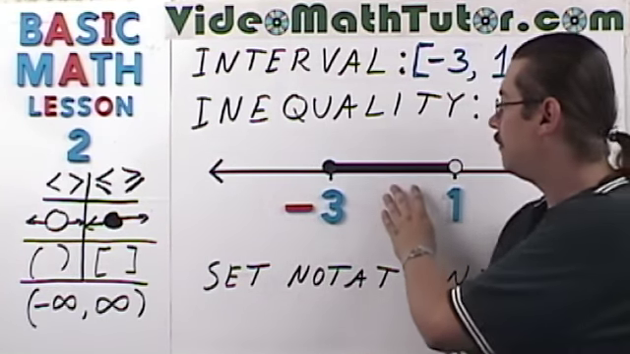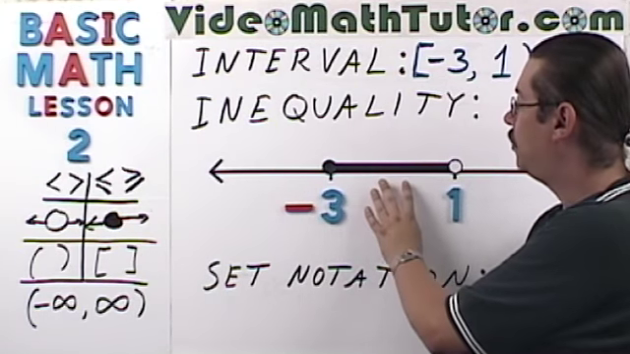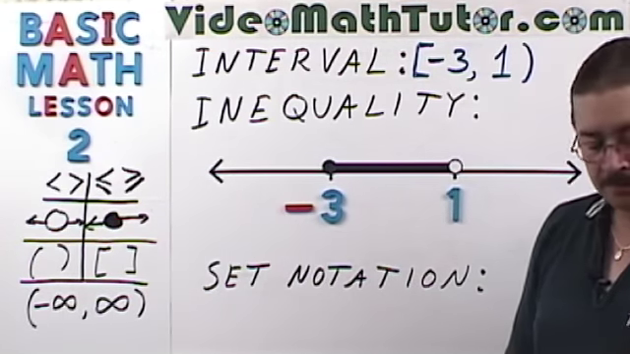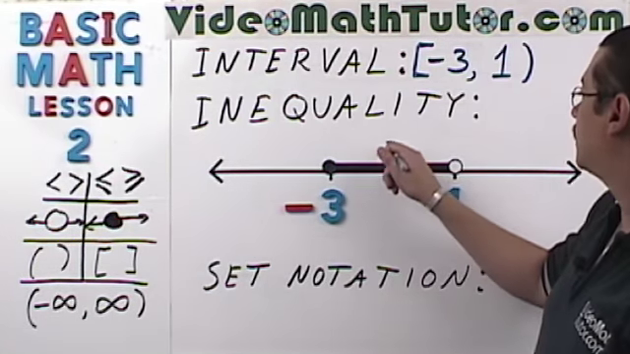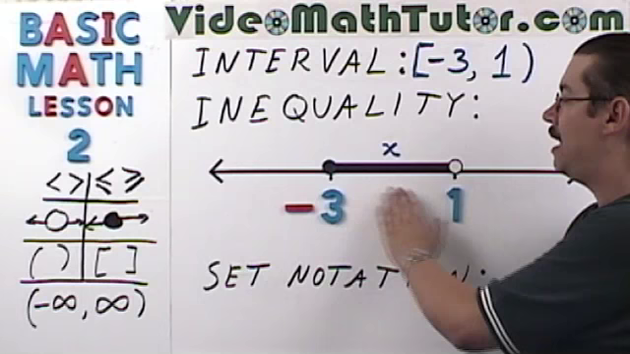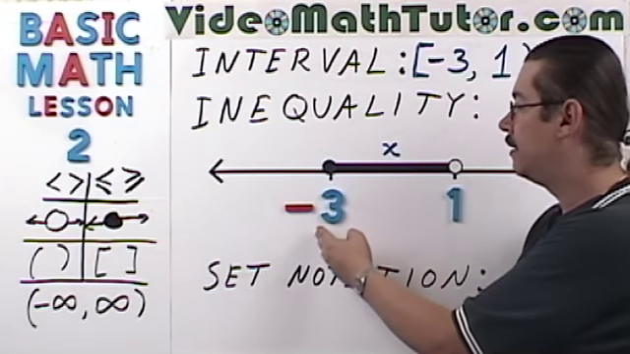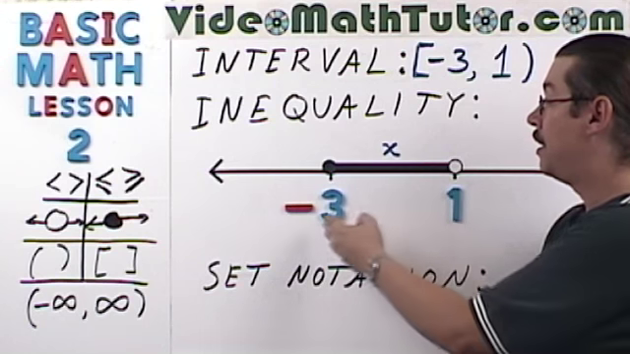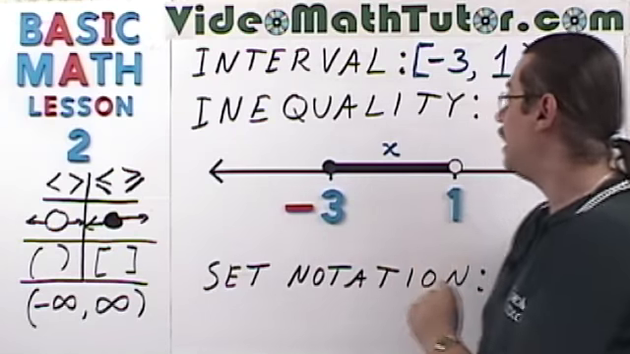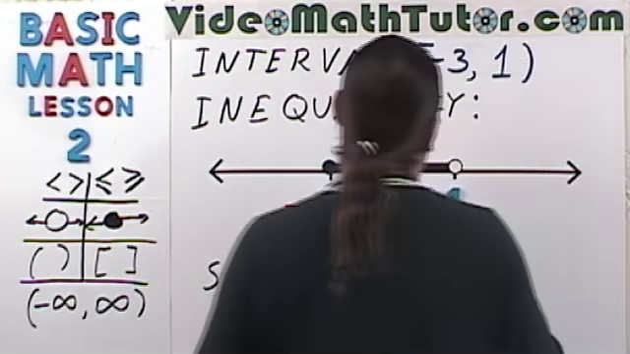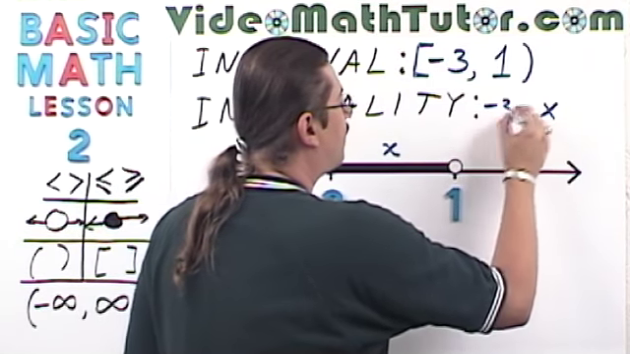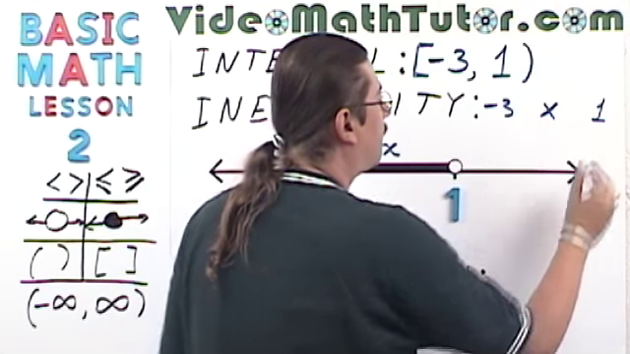Inequality. Well, for this, I have to let this shaded region be represented by some variable. Let's call it x. So if this little piece right here is x, my x's are in between -3 and 1, but include -3. So if x is in between two values, this is how I'm going to write that out. See, x, I'll put that in the middle here. Here's my -3, and here's my 1.